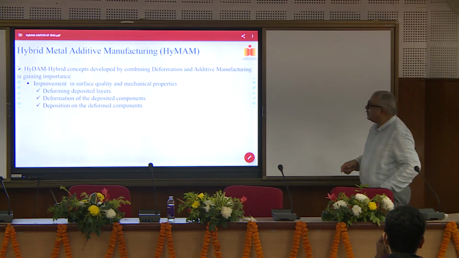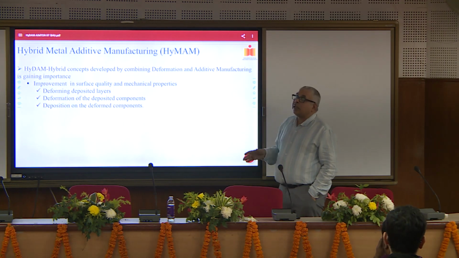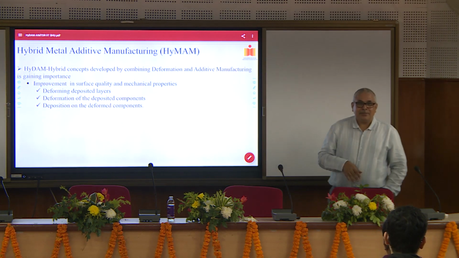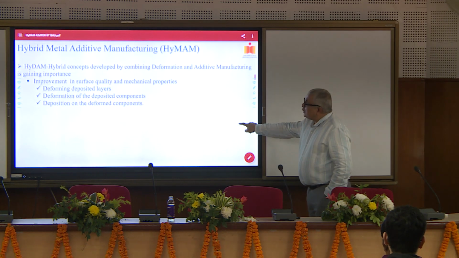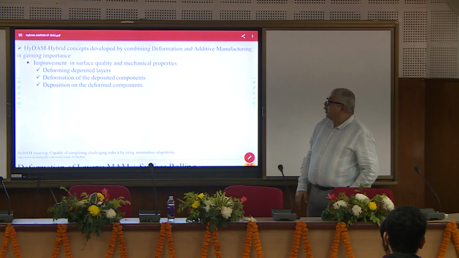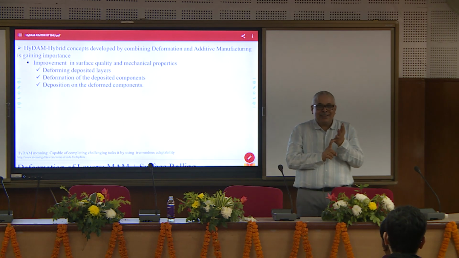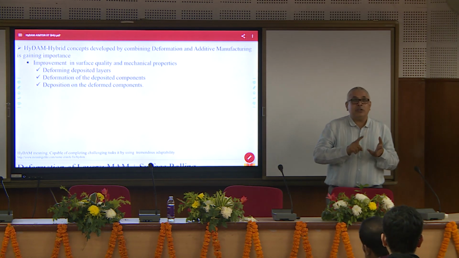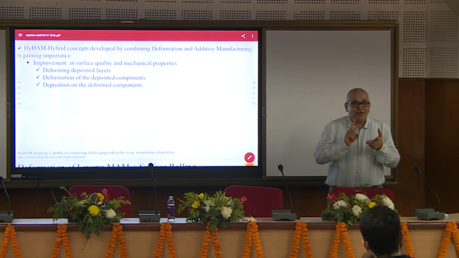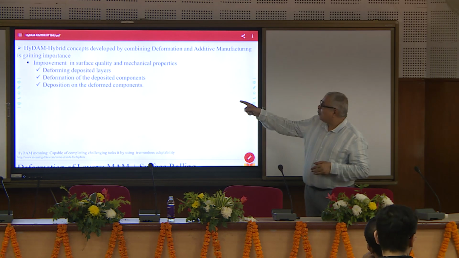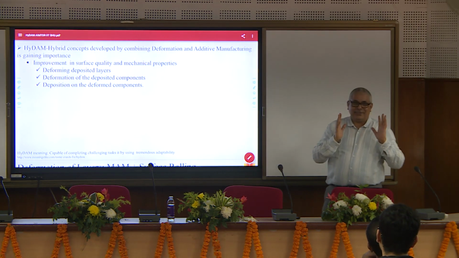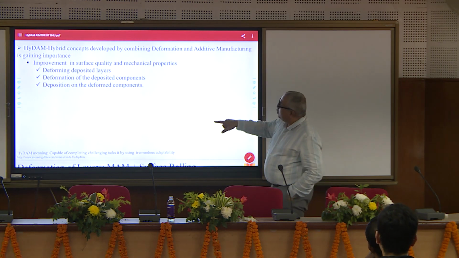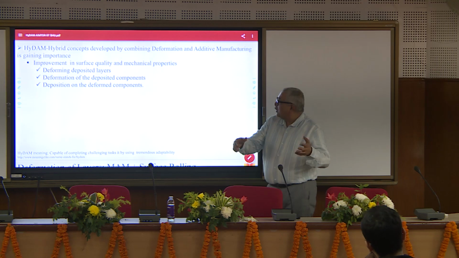Now, if you look at the literature, this has been happening in the last 10-12 years actually. It's not today. This is my way of classifying it. Deforming the deposited layers, that is, deformation of the deposited component. You can do it at layer level, you can do it at the component level. Or deposition on the deformed component itself: on the deformed component, you deposit some material and you deform that.